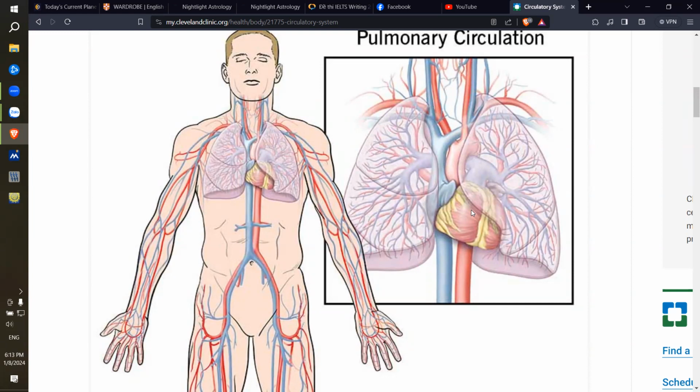Next, we talk about the heart. So the heart is the muscular organ.